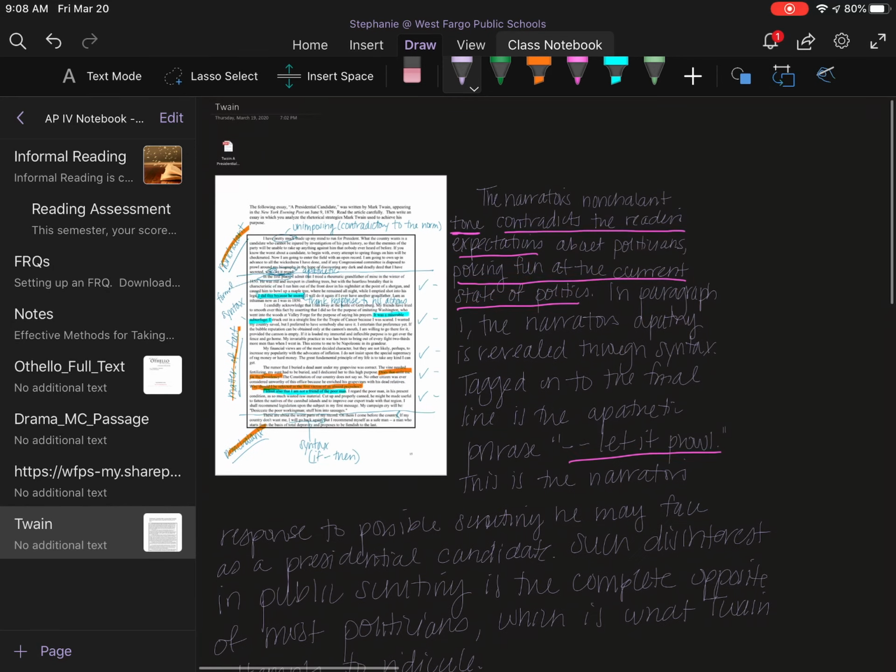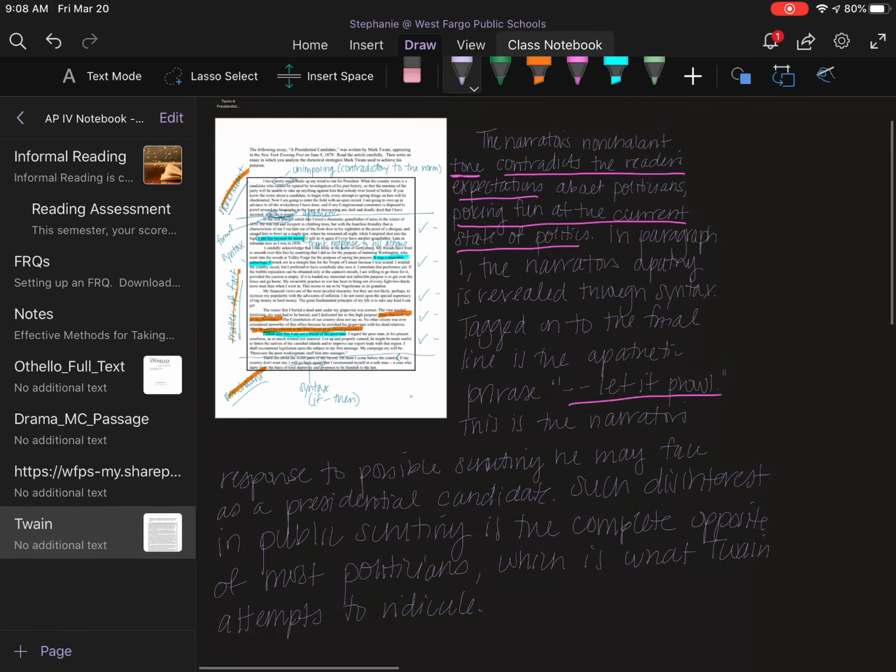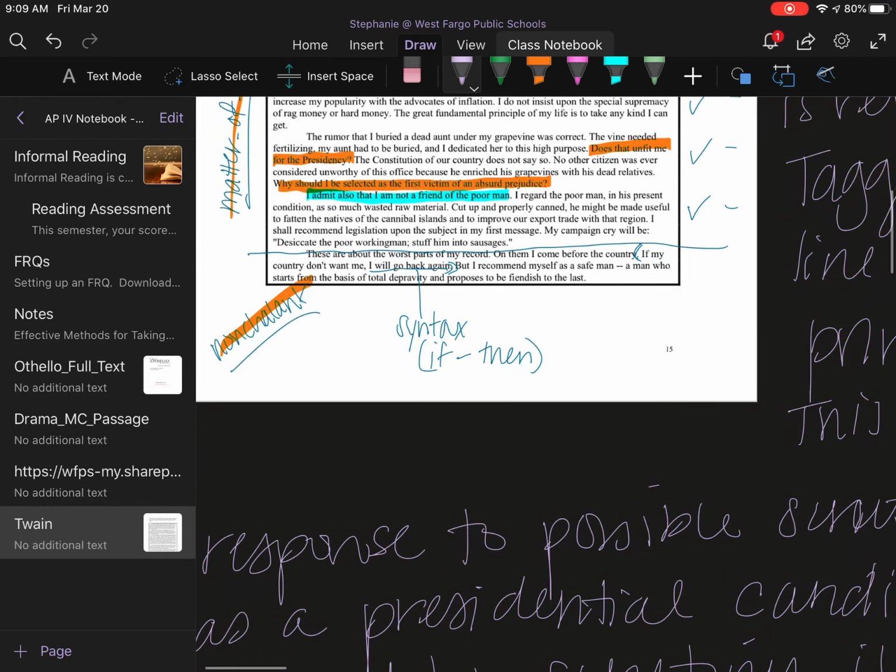Now, were I to stop here, this would be a perfectly all right paragraph. I would say you run the risk of getting a 3 out of 4 in the evidence and commentary because it's not necessarily perfectly analyzed and it could go further. But since I have more I can talk about with this use of nonchalant tone, I'm going to. So now let's look at the bottom here.